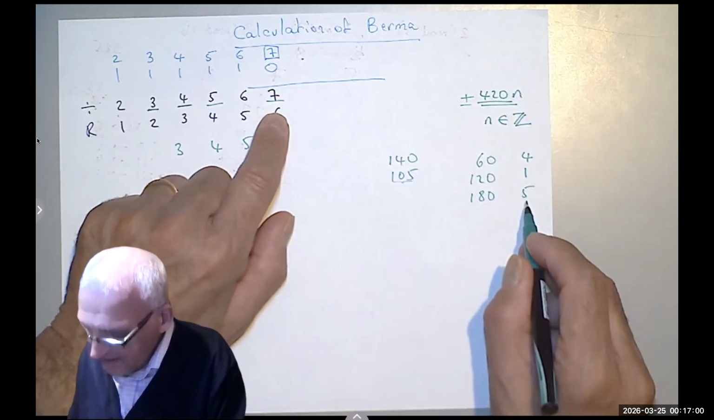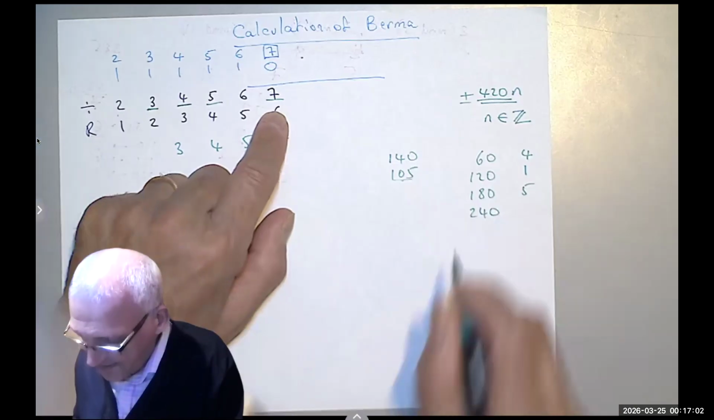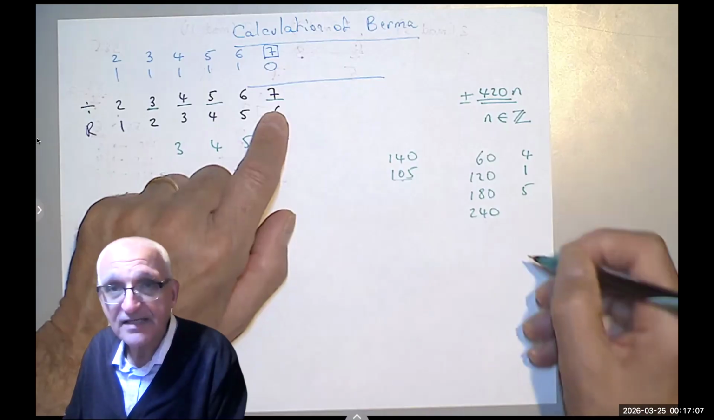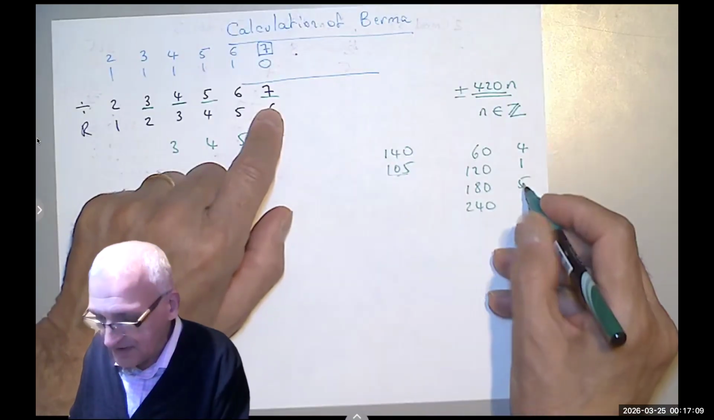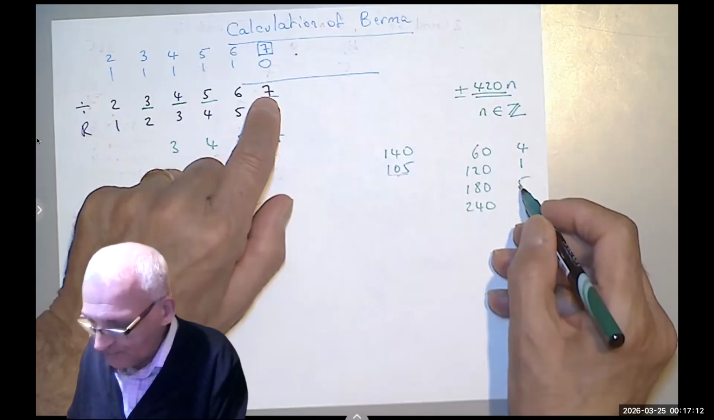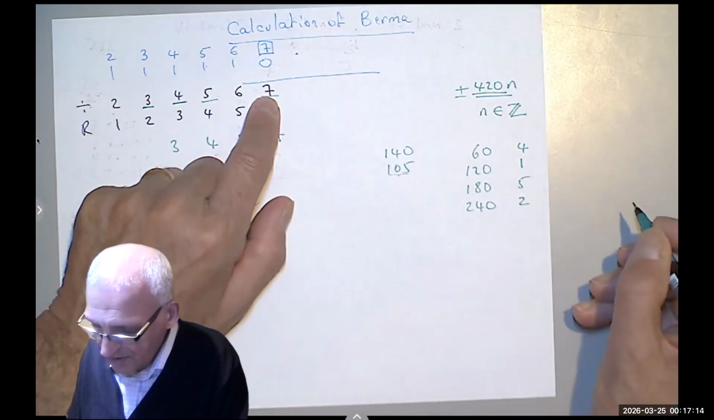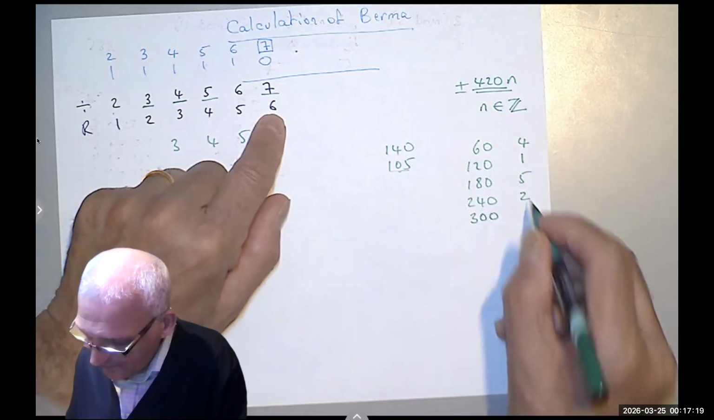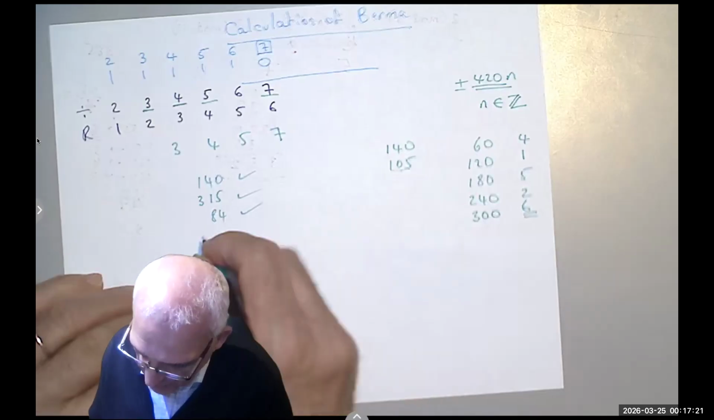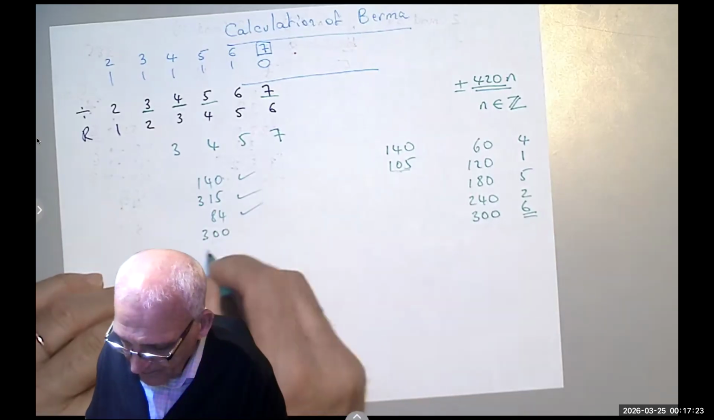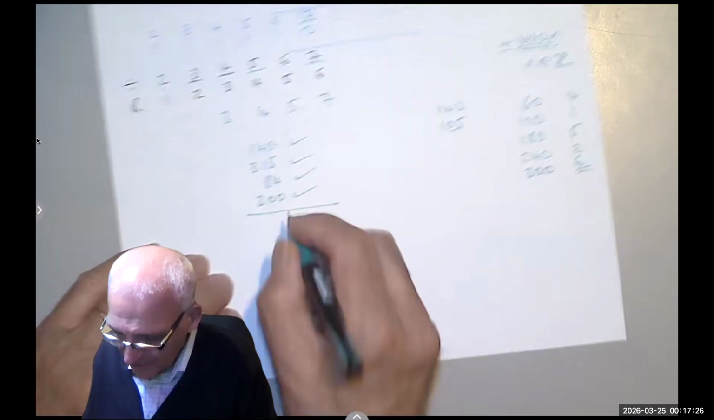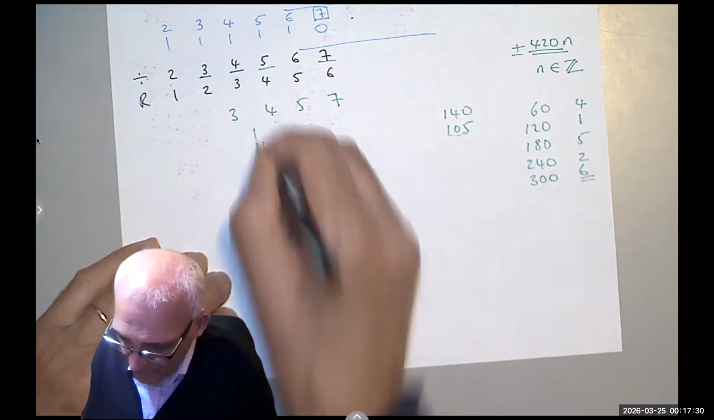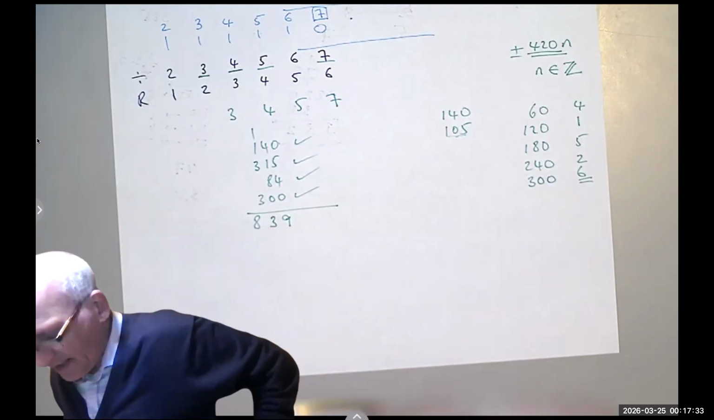Still not 6. If I add another 60, I can either add 4 or subtract 3. It's up to you. Add 4 is 9. 9 over 7 is a remainder of 2. And finally, if I add another 60, you add 4 and you get a remainder of 6. So 300. Add them up, you get 9. 5 and 8, 13. You carry over 1. 839.